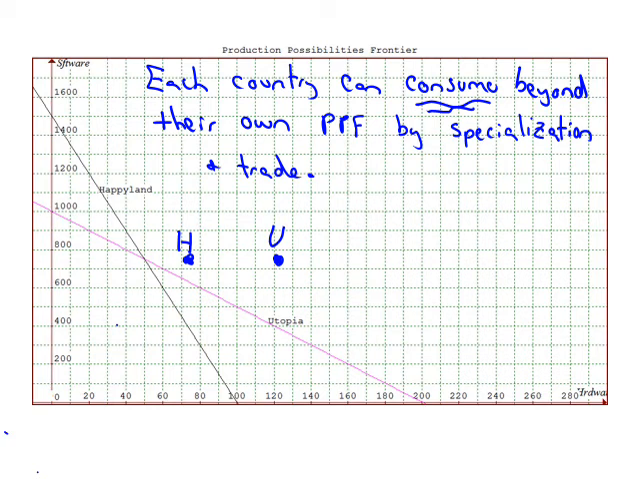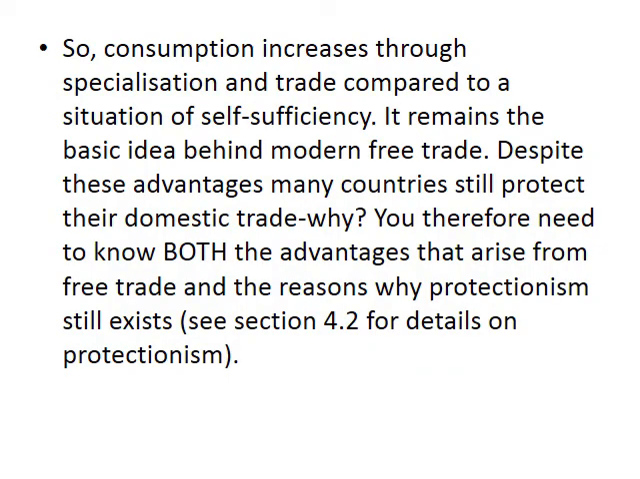I'd also like to emphasize, and we'll look at this in class, for a paper 1 question on comparative advantage, the IB showed 3 exemplars, and the one that earned the IB 7 went through this exact process but with simpler numbers, and you'll see the simpler numbers on the homework assignment. The student looked at the opportunity cost, looked at the production possibility frontiers, plotted them, and showed how consumption could exceed their own PPF. So consumption increases through specialization and trade compared to a situation of self-sufficiency. It remains the basic idea behind modern free trade.